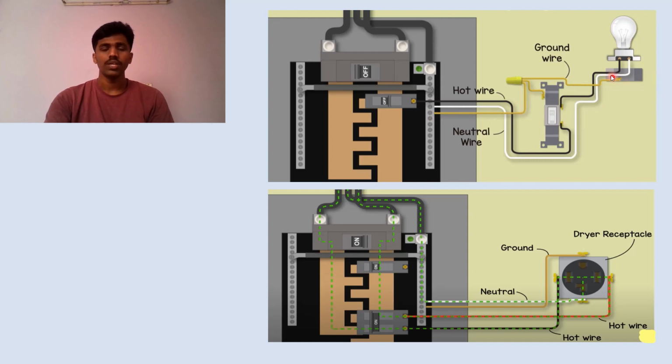So whenever a fault occurs and the hot wire touches this metal casing, it will provide a safer path so that the person may not get an electric shock. And here is the connection, the flow of electricity. Along with the circuit breaker, we will observe the double circuit breaker in here.